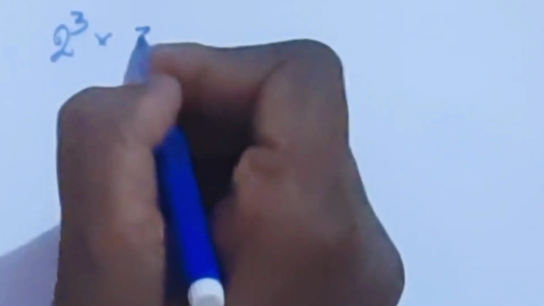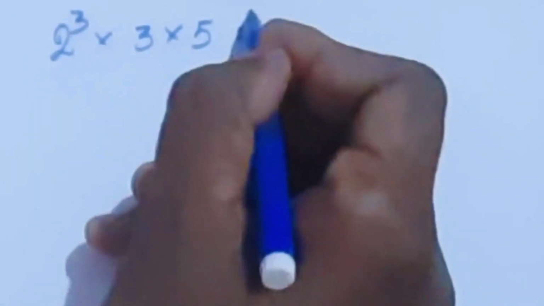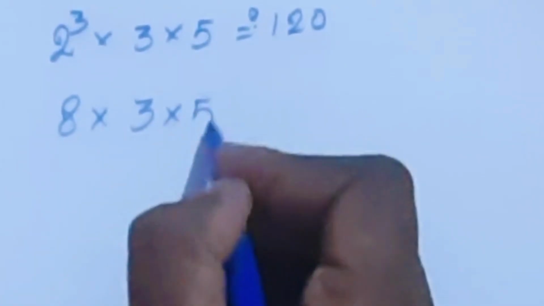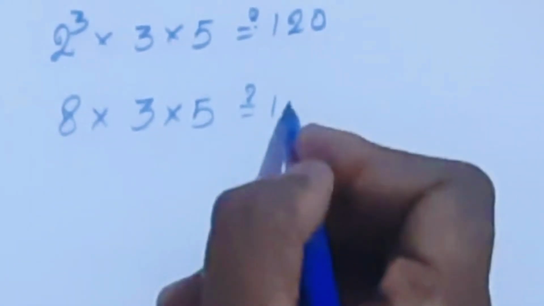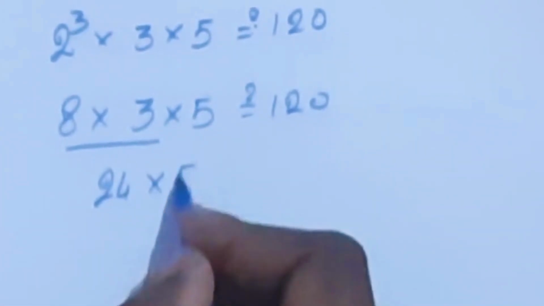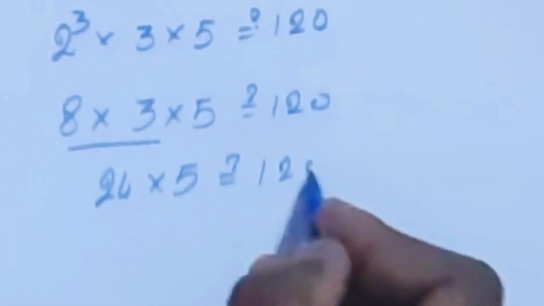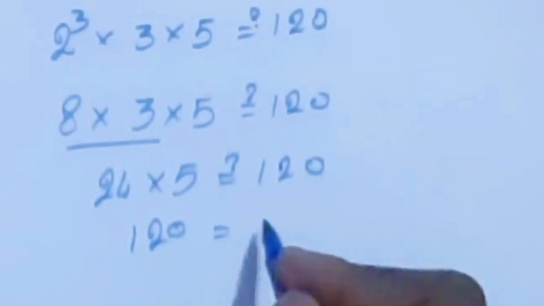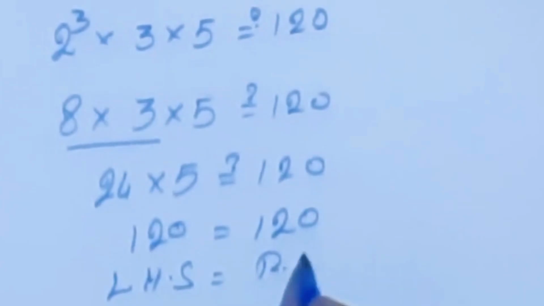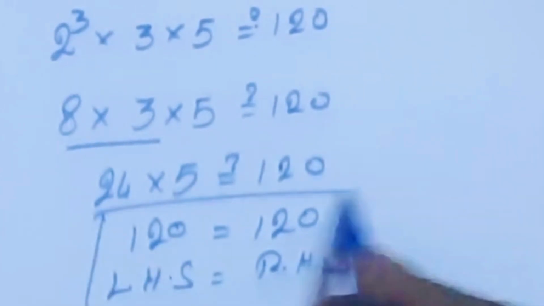Here 2 power 3 times 3 times 5 equal to 120. Now this 2 power 3 is 8, times 3 times 5 equal to 120. Here this is 24 times 5 equal to 120. Here 120 equal to 120. So LHS equal to RHS. This is verified.